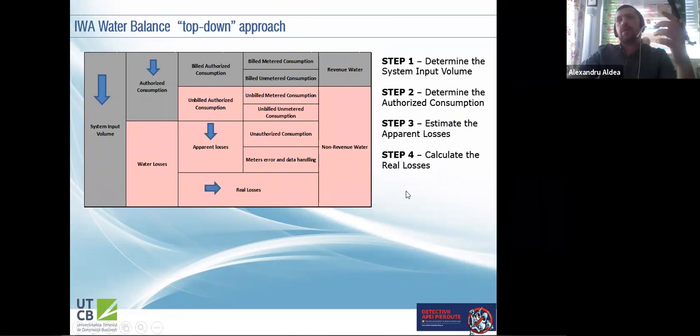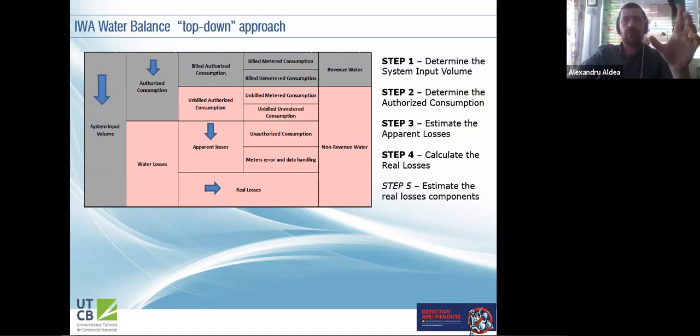The fourth step is actually to calculate the real losses. This is actually called the top-down approach. You subtract these figures here from the system input volume, and you have the real losses. Of course, in some books, you will find a fifth step, where you have to estimate the real loss components. This is quite difficult to do, especially if you are at the beginning, so I'm not going to insist on this anymore.